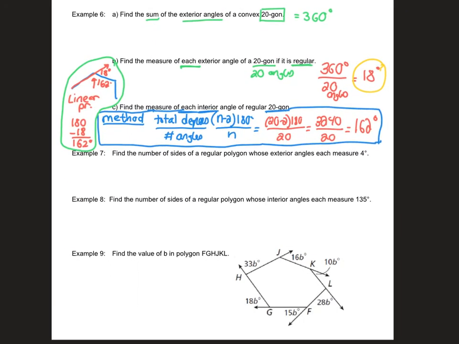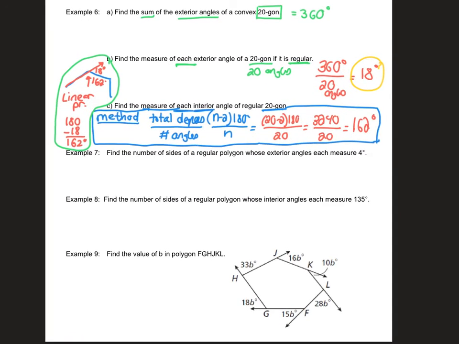So if we look at just a couple more examples of working with these exterior angles here, we want to find this time the number of sides of a regular polygon whose exterior angles each measure 4 degrees.